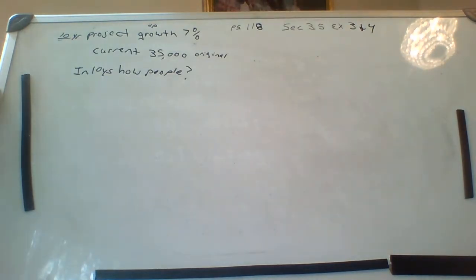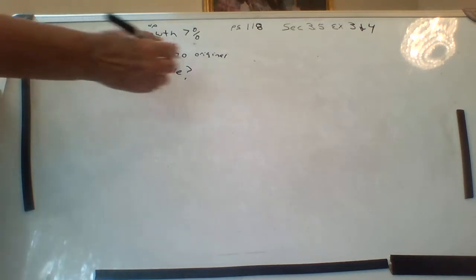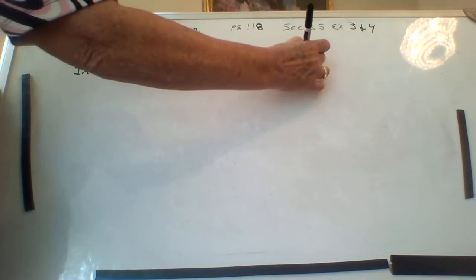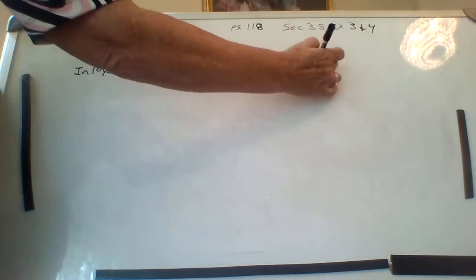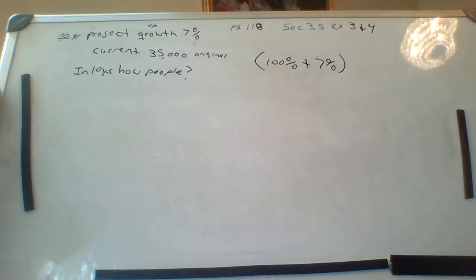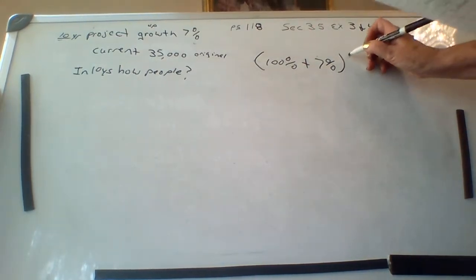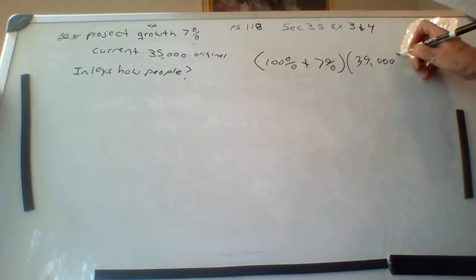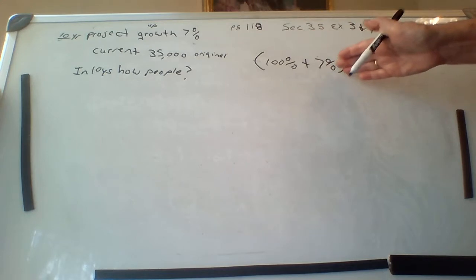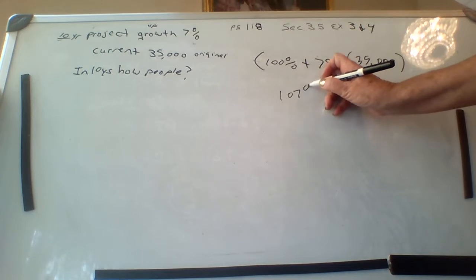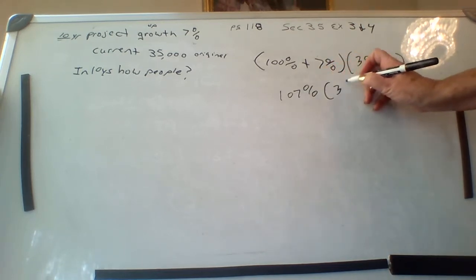Well, if we look at this as the old value here as 100%, they are increasing by 7%, and we can take that times, I'm going to use parentheses here, by 35,000. So we're taking the percent of the original value. Well, this would be 107% times 35,000.